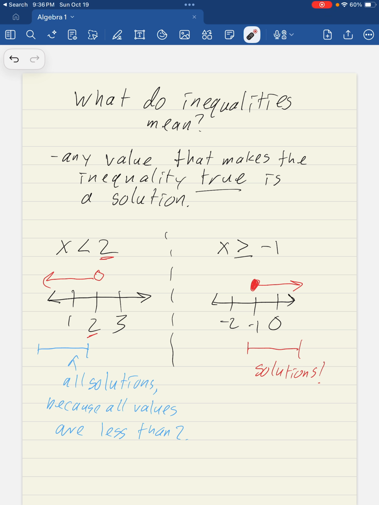Anyway, there's the basics for writing, graphing, and talking about inequalities. In the next video, we're going to get into some algebraic equations using these same inequality symbols.